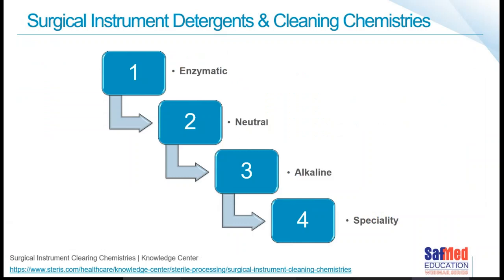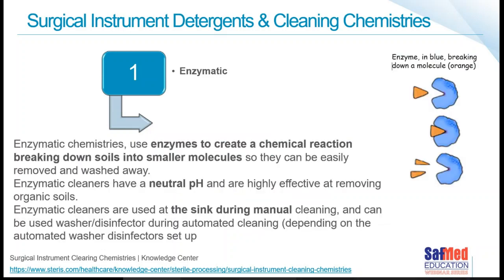We covered this last week, but we'll recap it again: surgical instrument detergents, or cleaning chemistries, are generally divided into a few different principles or four main topics. Number one, enzymatic. Number two, neutral. Number three, alkaline. And the fourth lot we talk about generally will be specialty type chemistries.